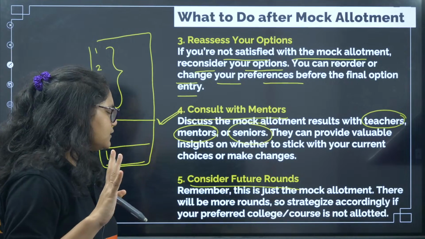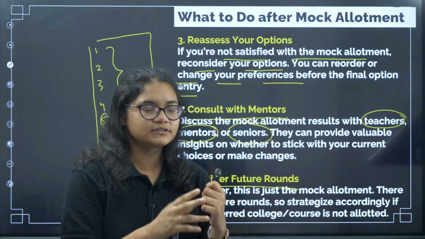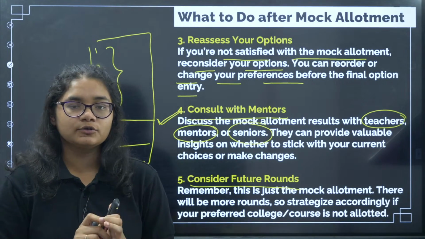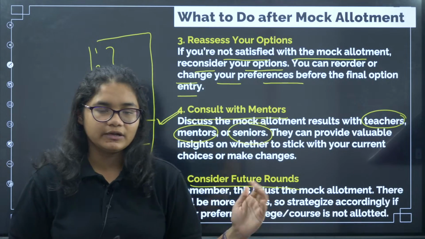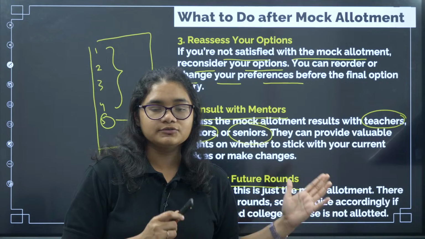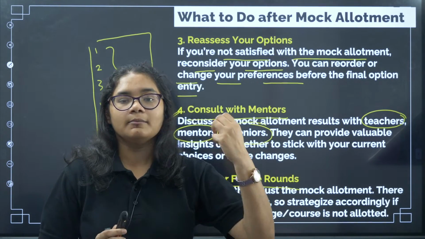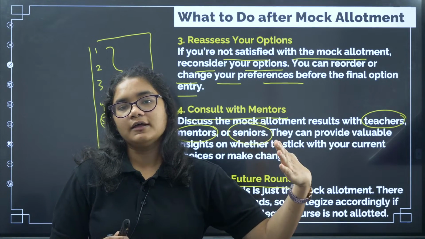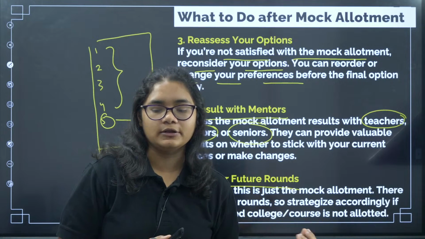Now coming to the next one, consider the future rounds. This cutoff which we have got now, the first mock allotment cutoff, so there will be 2 more rounds, round 2 and extended round 2. So the cutoff will go down, so you have to consider that also, that this is not the only round. So not only based on this particular round you should make your option entry, but you should make a prediction of the next 2 rounds, what can be the cutoff, and based on that you need to add your options.